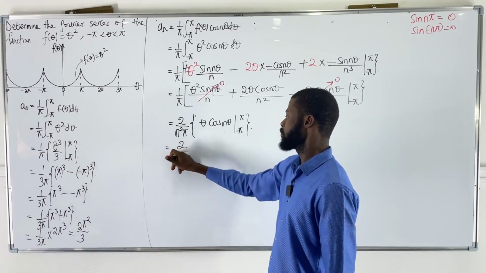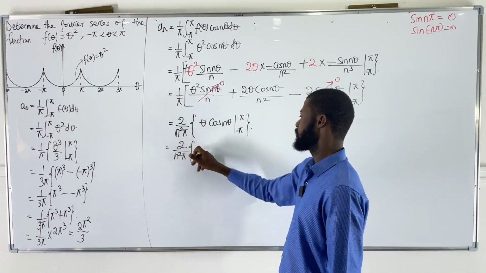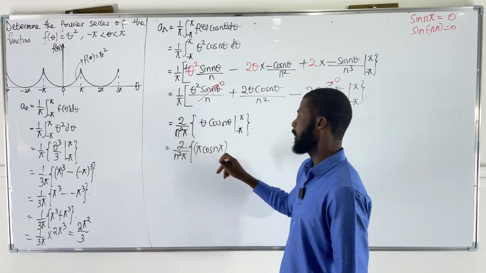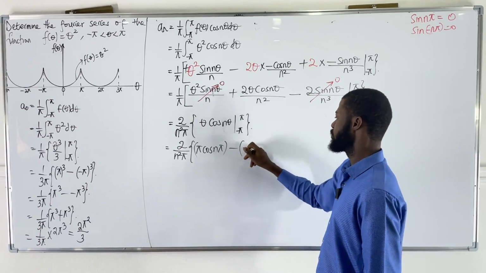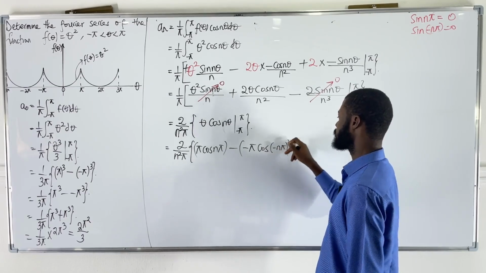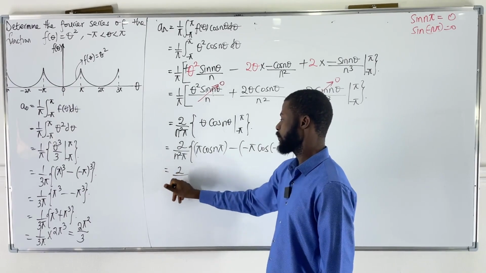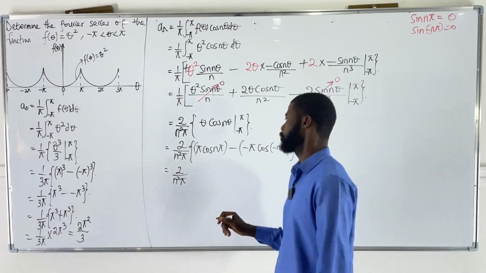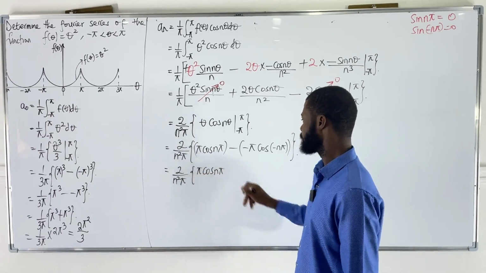All right. Now this will be 2 over n squared pi. Now anywhere we see theta, let's put pi. So this will be pi cos n pi. So this is the upper limit minus. Anywhere we see theta, let's put minus pi. This is minus pi cos of minus n pi. Okay. Now this is 2 over n squared pi. Now, let's see. So this will be pi cos n pi.